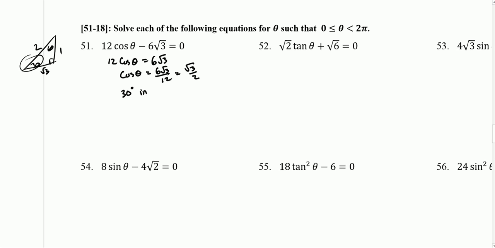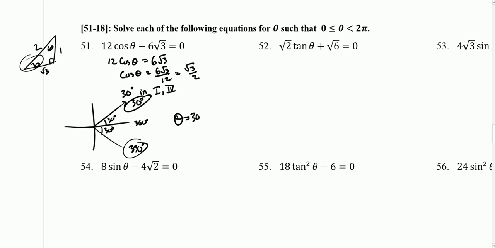Now cosine's positive. Cosine is your x-coordinate, which is positive in quadrants 1 and 4. So I'm going to sketch 30 degrees in quadrants 1 and 4. So in quadrant 1, we're looking at 30 degrees. In quadrant 4, well, this is 360, so we're going back 30, so we're at 330 degrees. So theta is both 30 and 330.